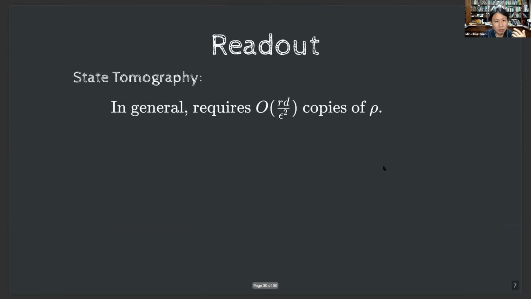For the readout, the only known solution is state tomography. And in general, state tomography requires this many copies of the state. Here, D is the dimension of the Hilbert space that your density matrix lives on, and R is the rank of your density matrix. So this is kind of optimal. You won't be able to have anything more efficient than this. So from here, you can see that even though you have an efficient quantum algorithm, if you want to read out the classical description, all the efficiency will be destroyed by this final step.